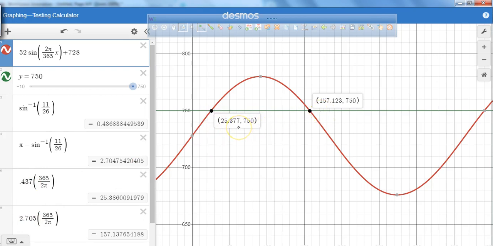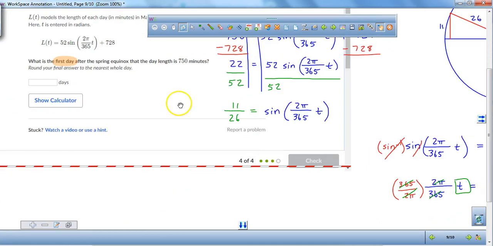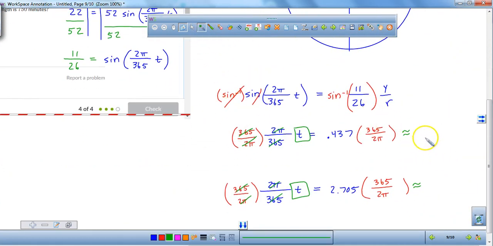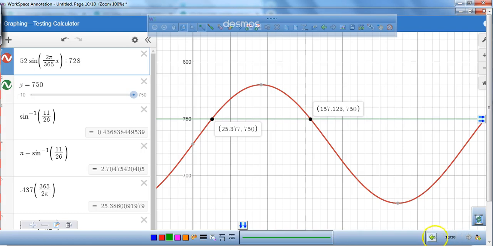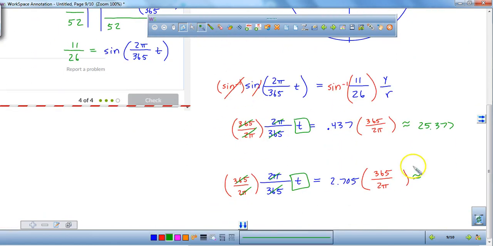So these are our best answers, 25.377 and 157.123. I'm going to take a screenshot of that. 25.377 and 157.123 days. That's how many days, and that's how many days.